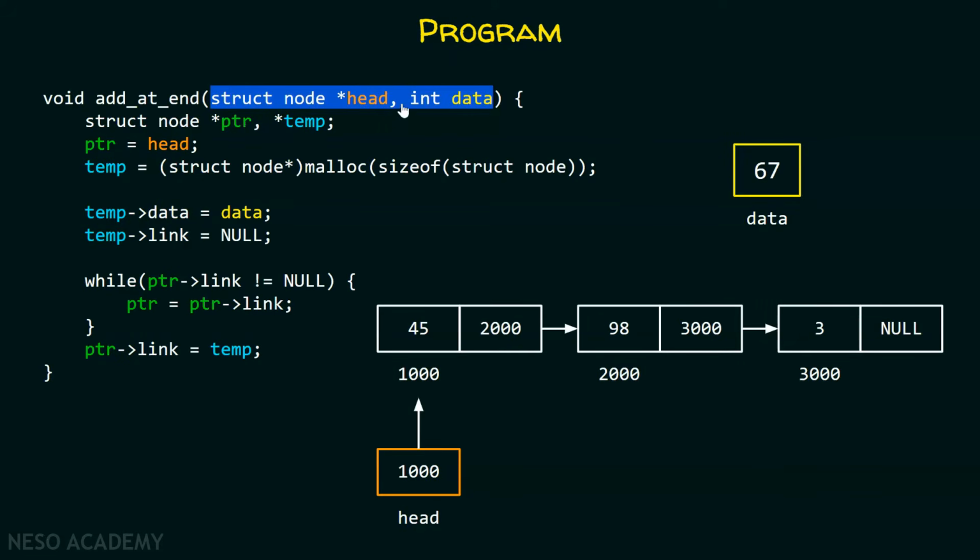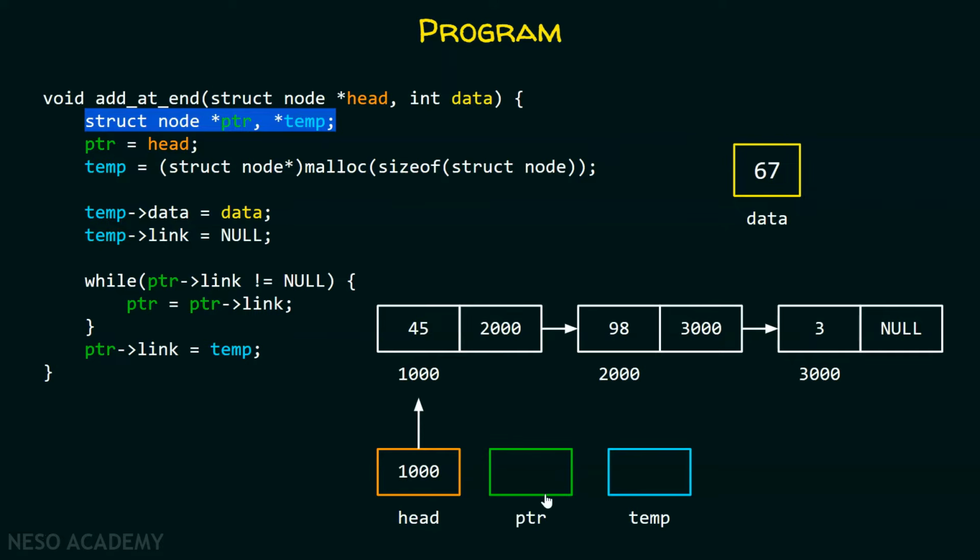We have this struct node *head and integer data. You can see over here, these are the pictorial representations of head as well as data. Data contains this value 67 and head is the pointer pointing to the first node of the list. We'll create two different pointers, ptr and temp, and these are the pictorial representations of ptr and temp. By this step, we are trying to assign the head to ptr. That means we are trying to assign this address 1000 to ptr, right? ptr is now pointing to the first node of this list after this step, right?